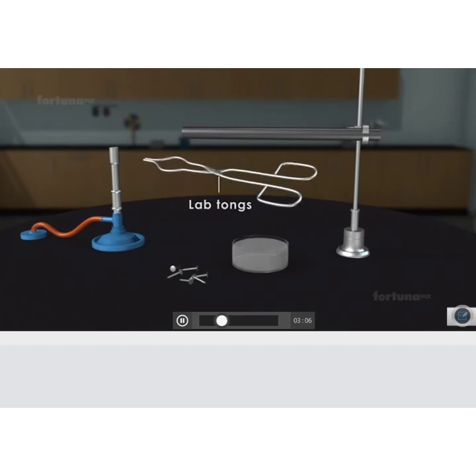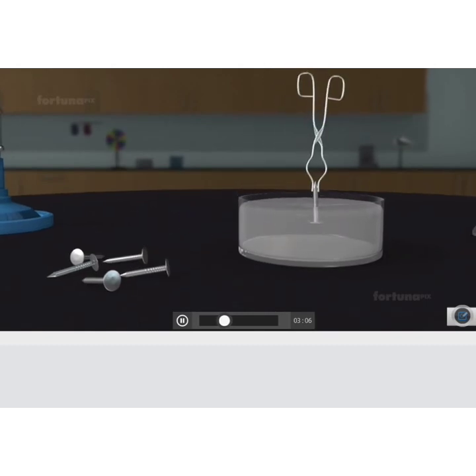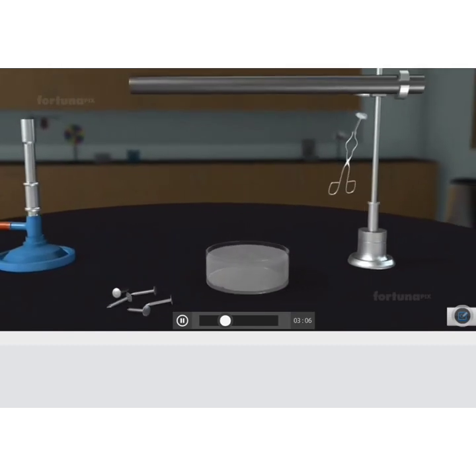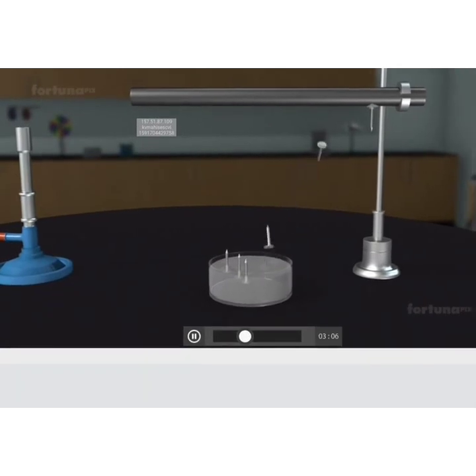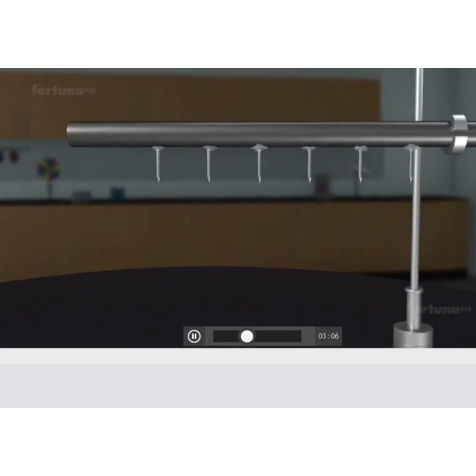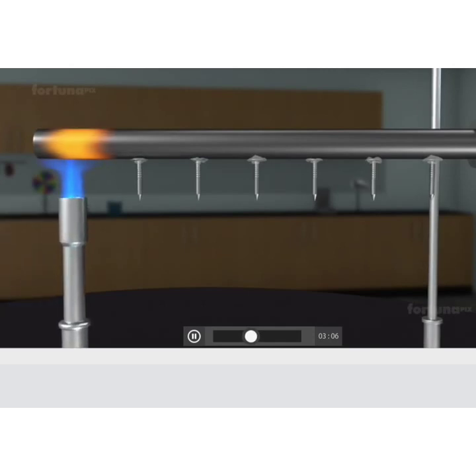Using our lab tongs, we will grab the sharp point of a nail and dip the head into the melted wax. Attach the head of the nail to the iron rod. Do the same thing with the other nails, placing them at different points all over the rod. After the wax has fully cooled and the nails are attached to the rod, move the lit Bunsen burner under the extreme end of the rod.